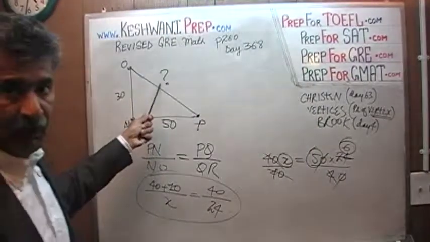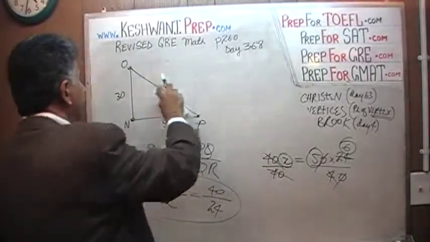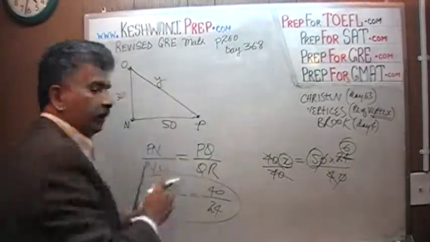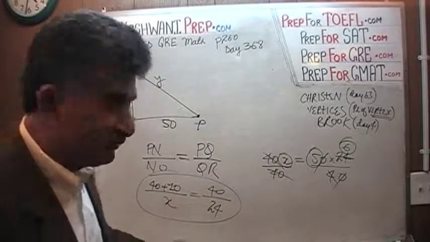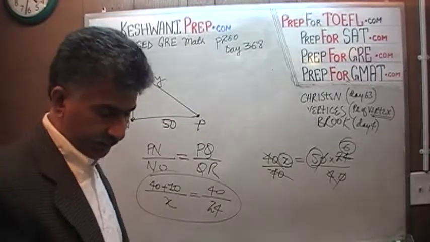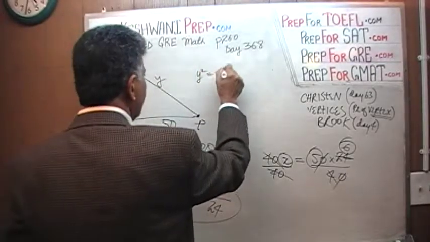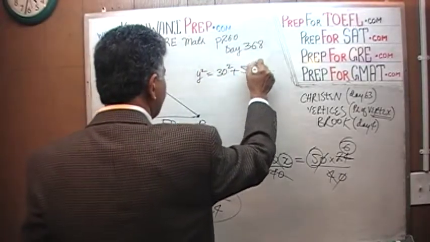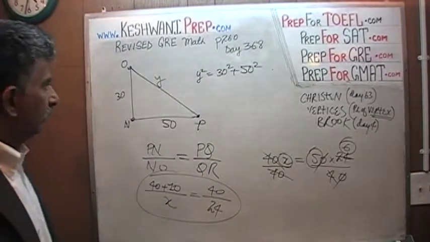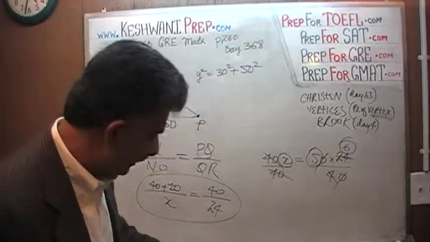The missing side is the hypotenuse of what we're looking for. Let's call it Y, so that we don't confuse ourselves with the symbol X that we used earlier for the other side. So it's very simple. Y squared is going to be 30 squared plus 50 squared. That's all. How much is 30 times 30?